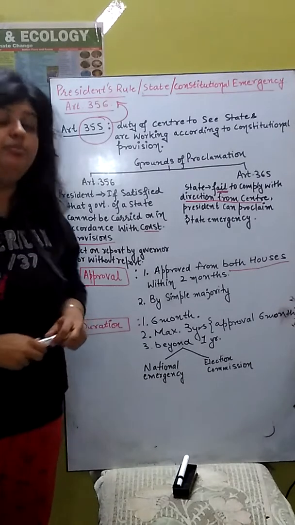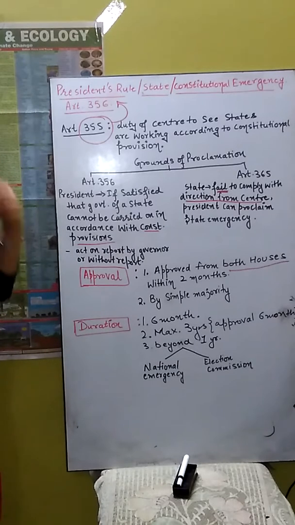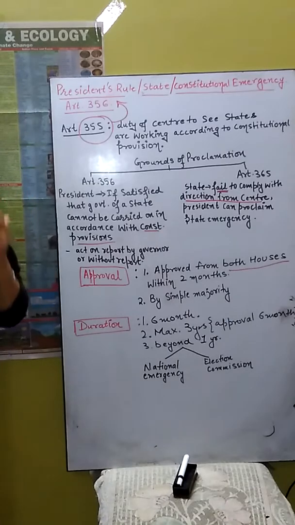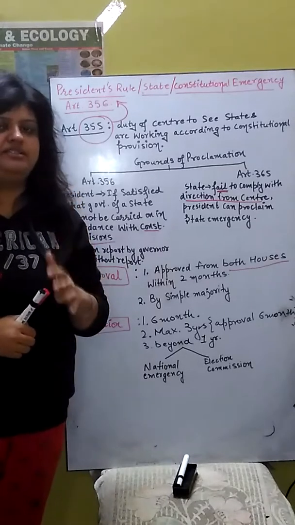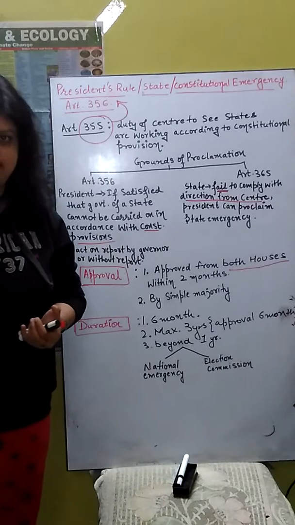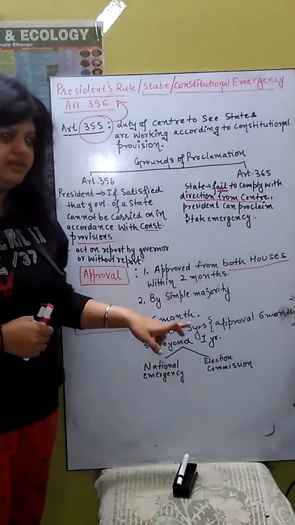So this is about the approval, and then the last topic of our session is duration. कितना टाइम के लिए president rule once approved will be carried in that state. So that time is 6 months.